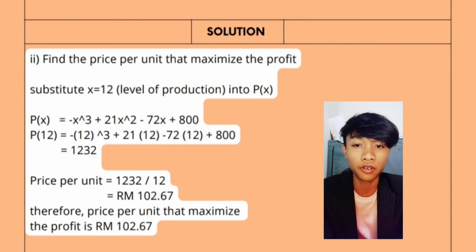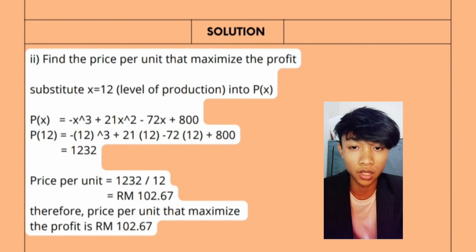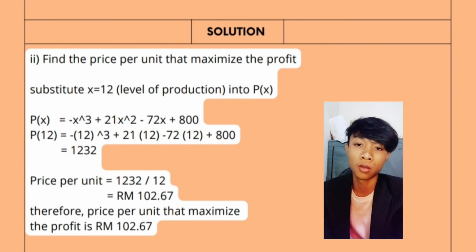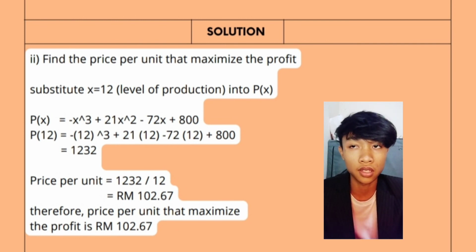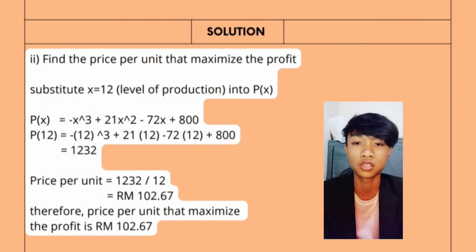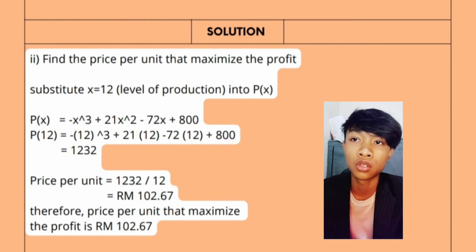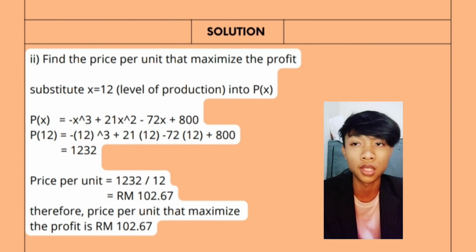Number 2 Roman, we need to find the price per unit that maximizes the profit. So we need to substitute the value of x, which is 12, the level of production, into the profit function. The profit function is negative x to the power of 3 plus 21x to the power of 2 minus 72x plus 800. We substitute x equals 12, and we get the final amount, which is 1,232 units.